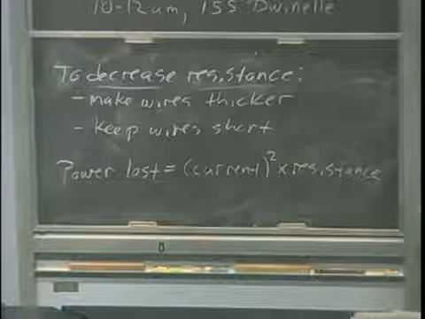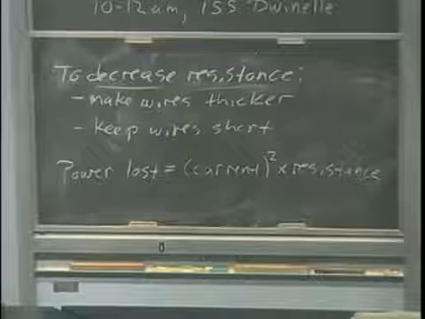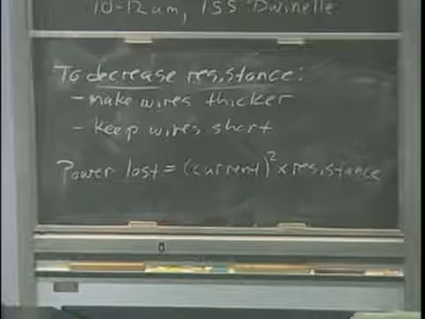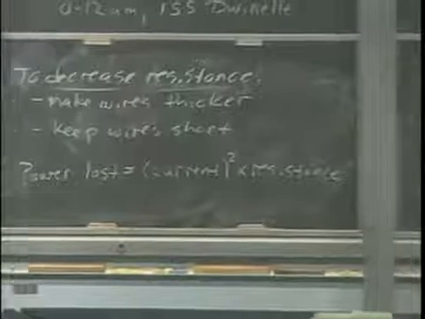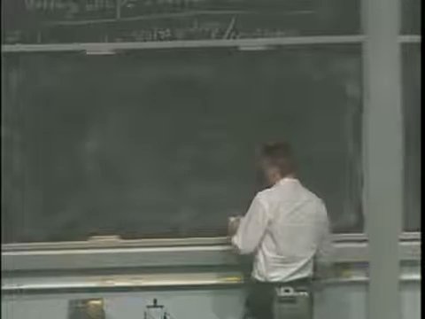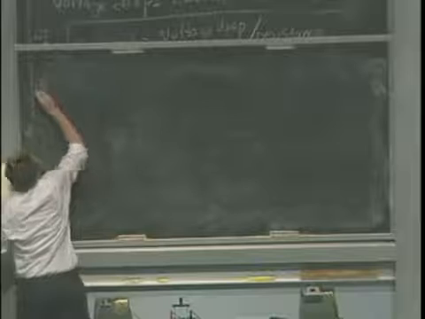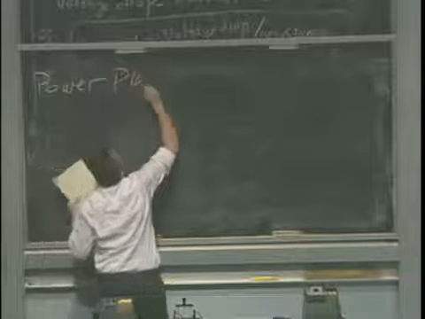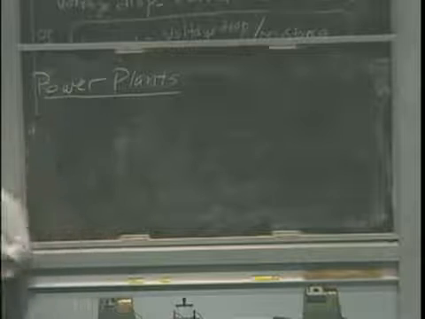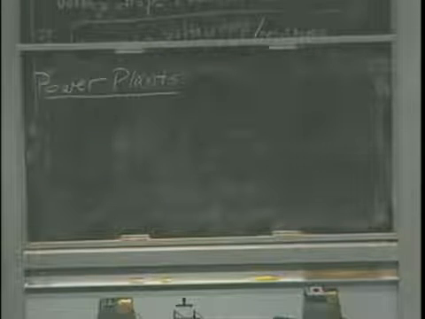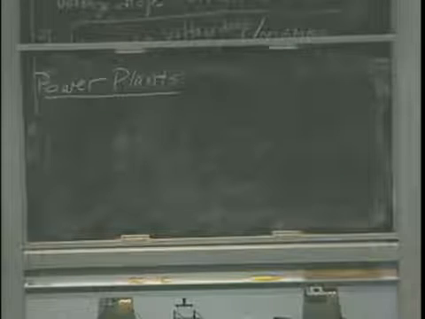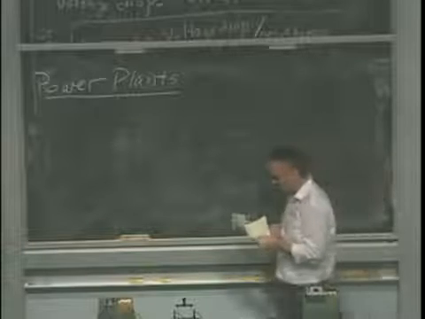Okay, so let's think about how we actually get power from power stations. Okay, so let's think about power plants. These are factories that are actually producing the electrical power that's delivered to us in our wall circuits. Power is delivered to us through transmission lines. You see the big cables that are usually running along streets.